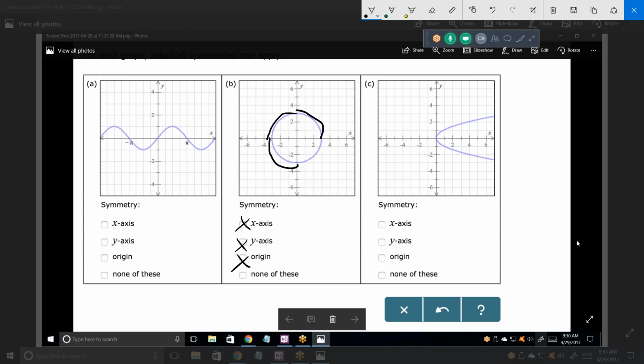How about C? C is symmetric over the x-axis. Okay.